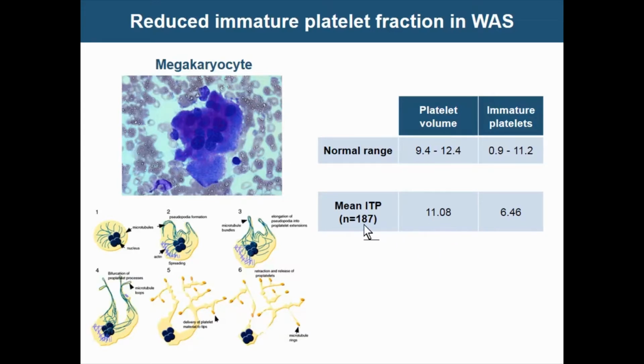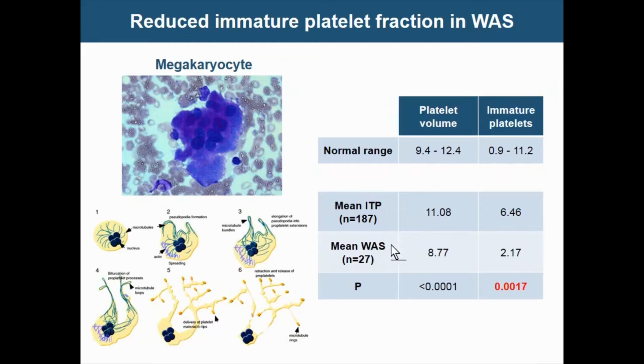When we looked at 187 ITP patients, we saw a platelet volume that was normal, not unexpected, and a fraction of small, young platelets, the platelets that should be reacting to the thrombocytopenia, in the normal range. When we looked at Wiskott patients, we saw, as expected, that the platelet volume was lower than normal, and the immature platelet fraction was significantly lower than in the ITP patients. That tells us that these megakaryocytes that are supposed to react to the low platelet counts actually do not do that, and they are deficient in producing new platelets. So there is a platelet production problem that can be traced back to an actin deficiency.